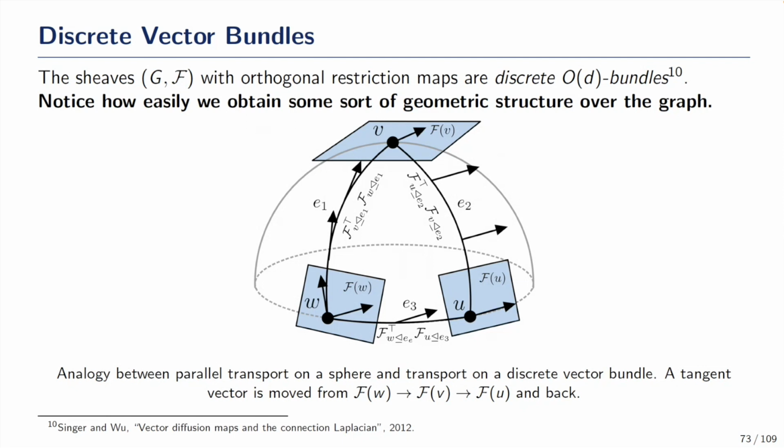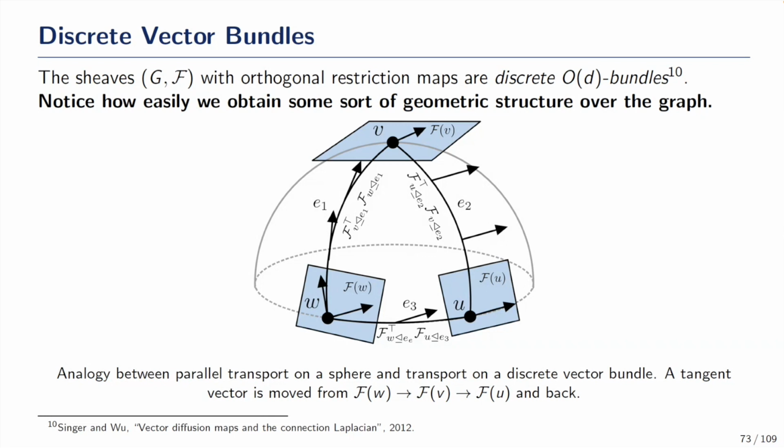now something very cool happens. The sheaves with orthogonal restriction maps, we call them discrete O(d) bundles. Why is that? Essentially, you could think of these stalks we were mentioning as a tangent space to a manifold. Imagine your graph lives on a manifold; you saw in Maurice's talk how we can do parallel transport to move these vectors from one vector space to another. Now you could think of these multiplications that we were doing to move from one vector space to another as a discrete version of parallel transport.